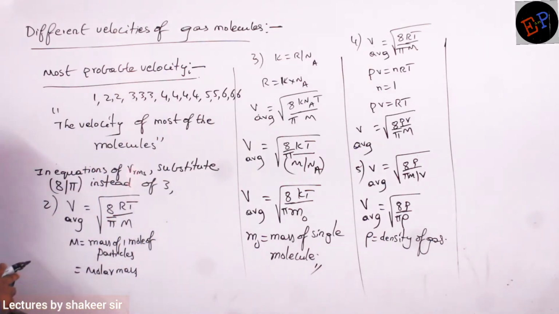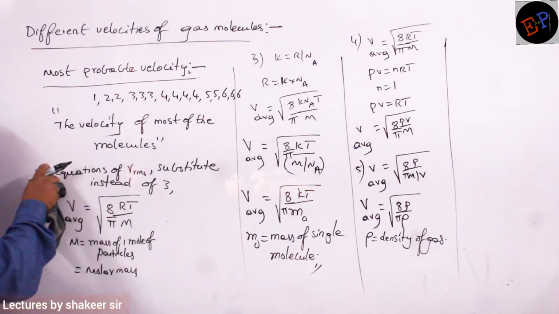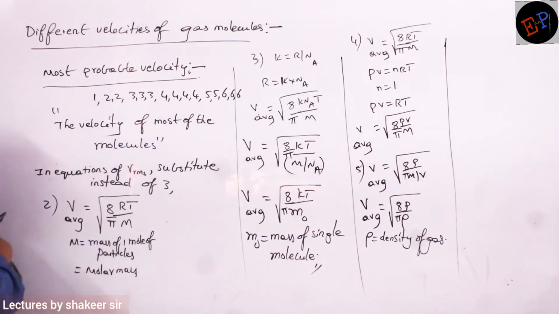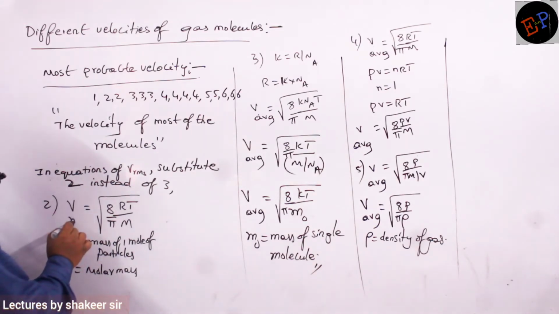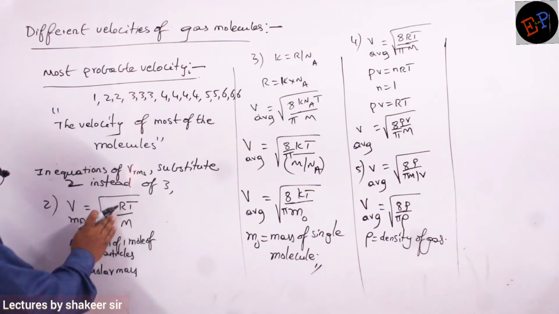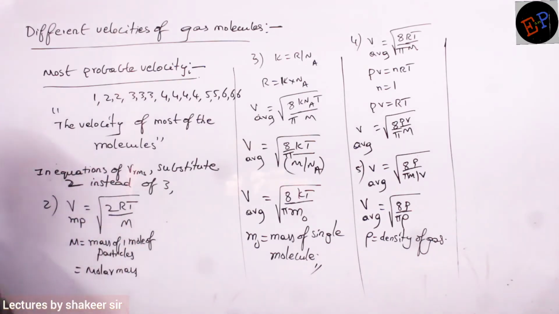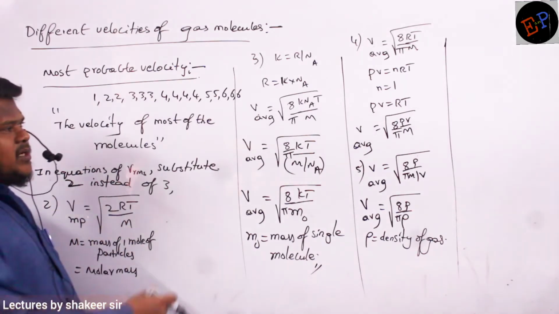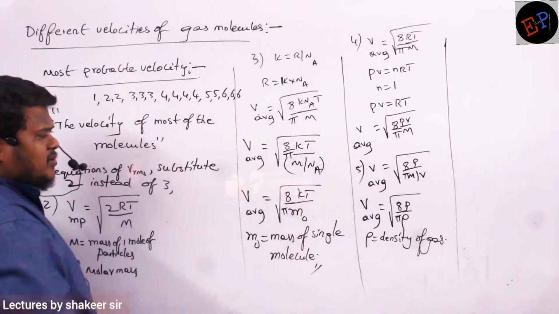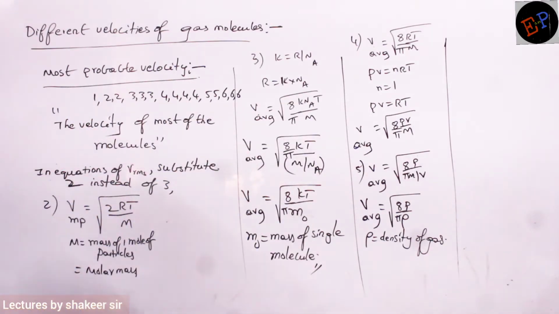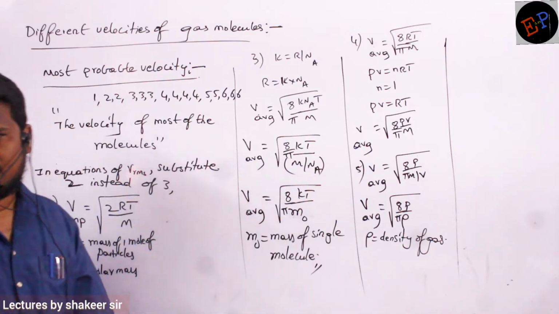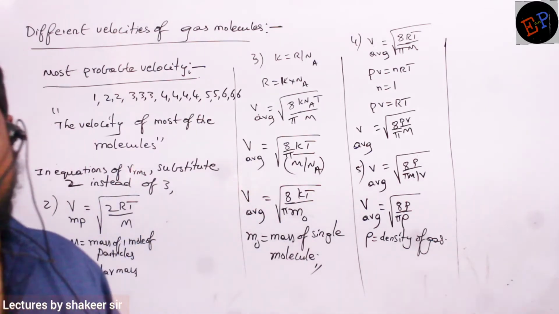And what are the equations of most probable velocity? Instead of 3 in the RMS velocity equations, we substitute 2. If you substitute 2 in all the equations of RMS velocity, they convert into most probable velocity. So VMP, most probable, is equal to, instead of 8 by pi, we are supposed to write 2: 2RT divided by M. Now the remaining values you can change also. Wherever you find average, you convert into most probable. Wherever you find 8 by pi, convert them into 2. Clear? That's it.